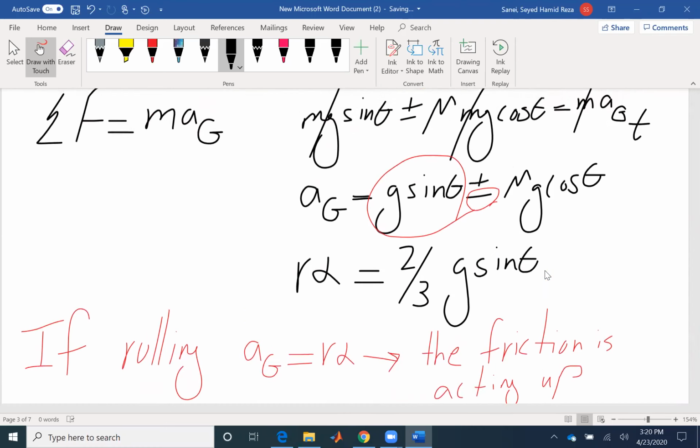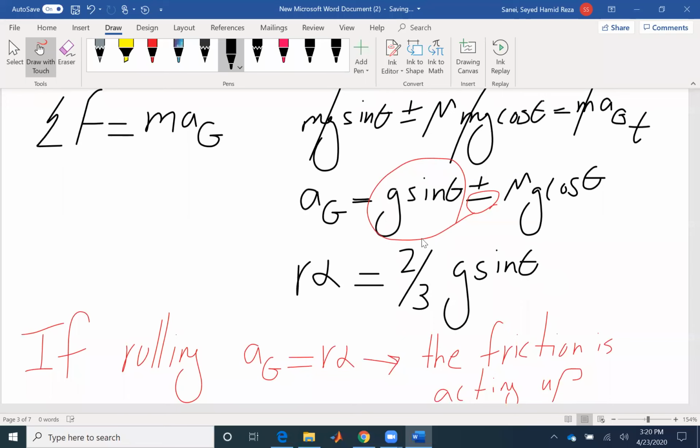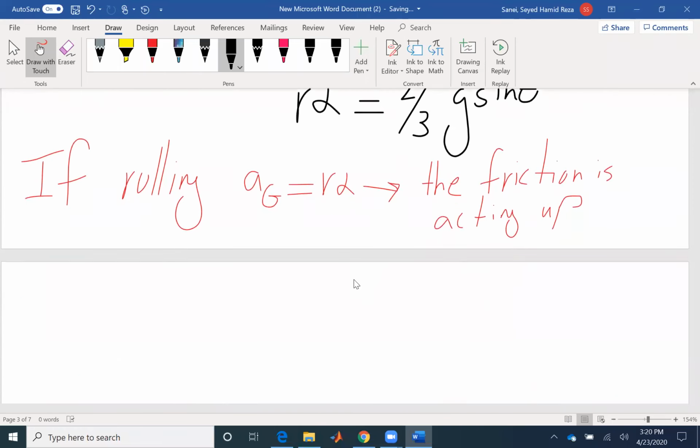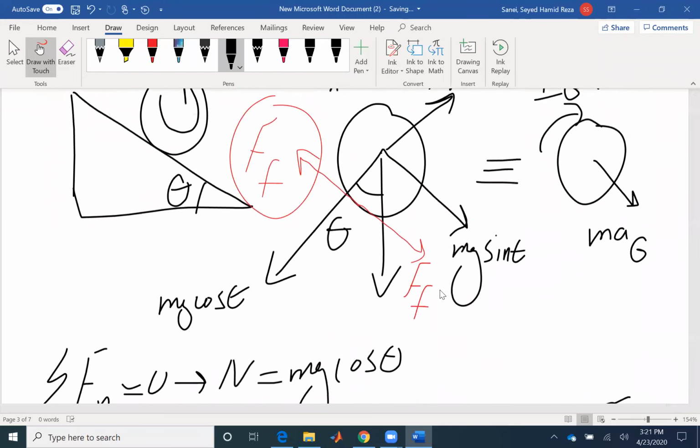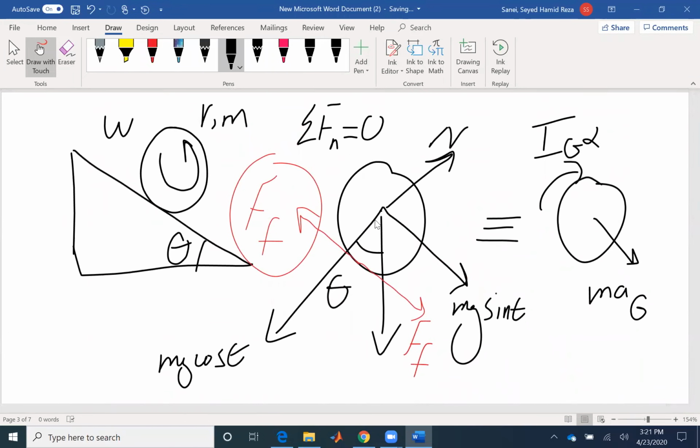So let's see what happens if we have a positive sign here. When we have a positive sign, that means that g sine theta plus mu g cosine theta, meaning ag, is bigger than r alpha. This is not the first time that we see this: ag is bigger than r alpha. But what does that mean for us? It means that the center of gravity has a higher acceleration than this point.